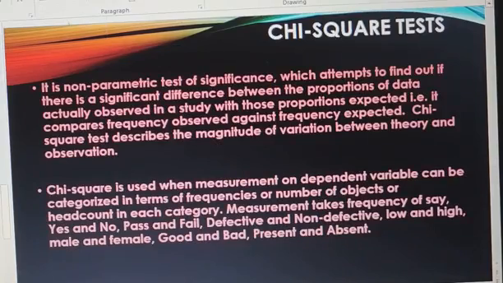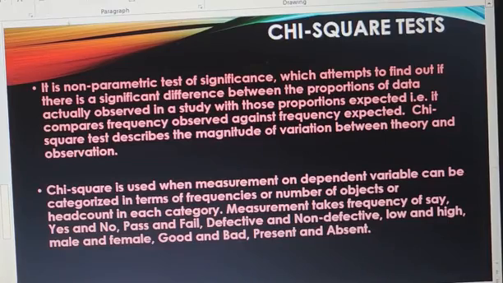Chi-square tests. 5.1 Chi-square test, goodness of fit. It is a non-parametric test of significance, which attempts to find out if there is a significant difference between the proportions of data actually observed in a study and those proportions expected, i.e. it compares frequency observed against frequency expected. Chi-square test describes the magnitude of variation between theory and observation.